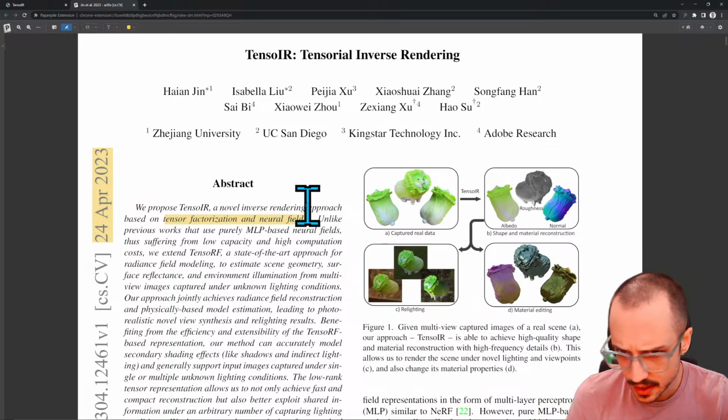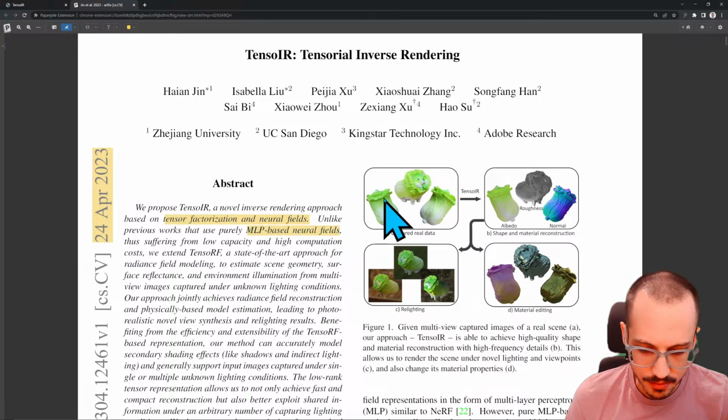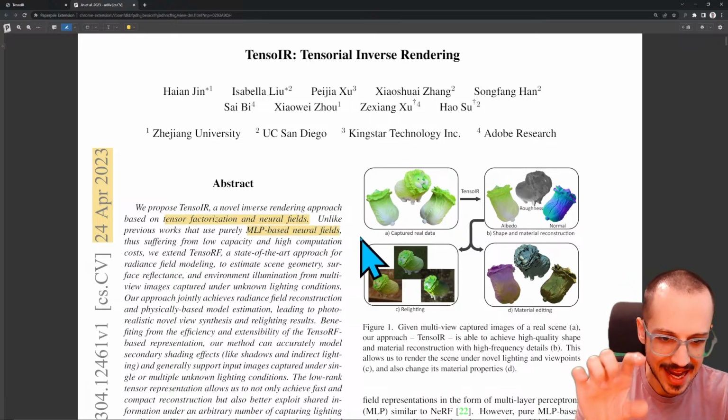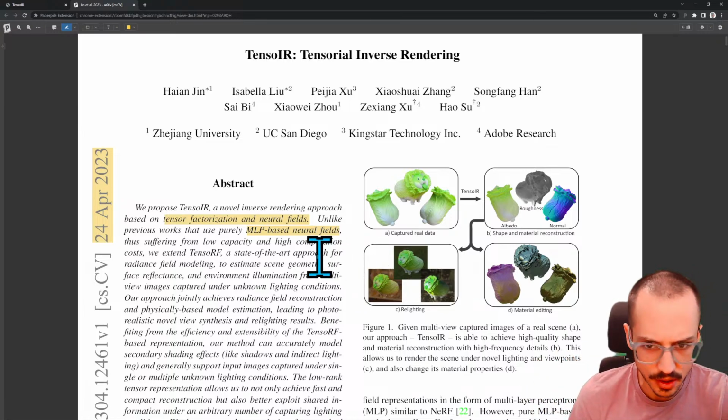Okay, so unlike previous works that use purely MLP-based neural fields, what they're referring to here is that in most NERFs, the very last part of the neural radiance field model is actually just a little multi-layer perceptron. So maybe they do something a little bit more tricky here.